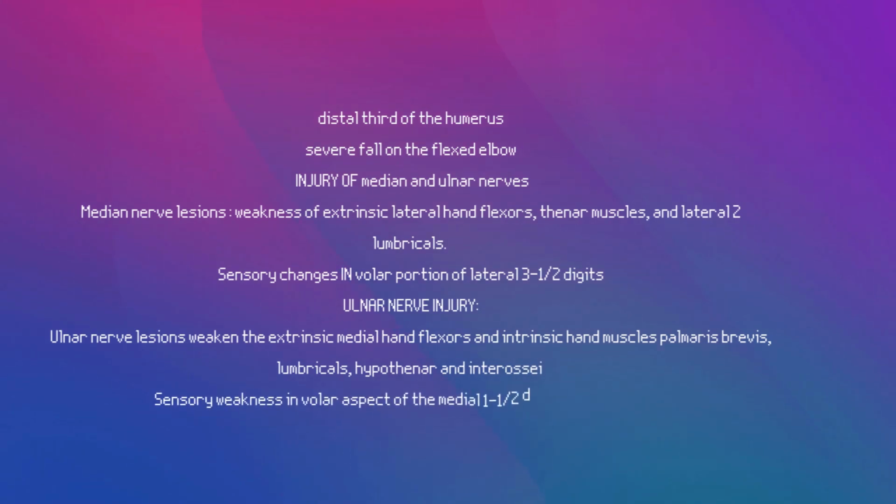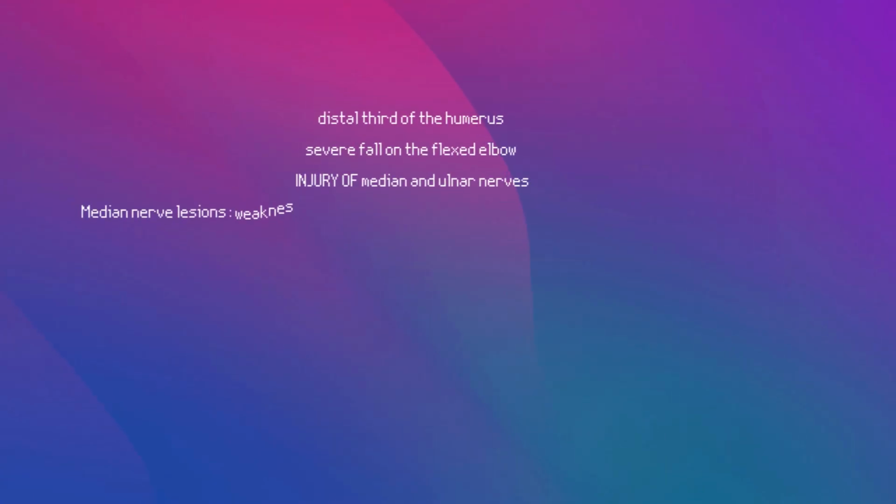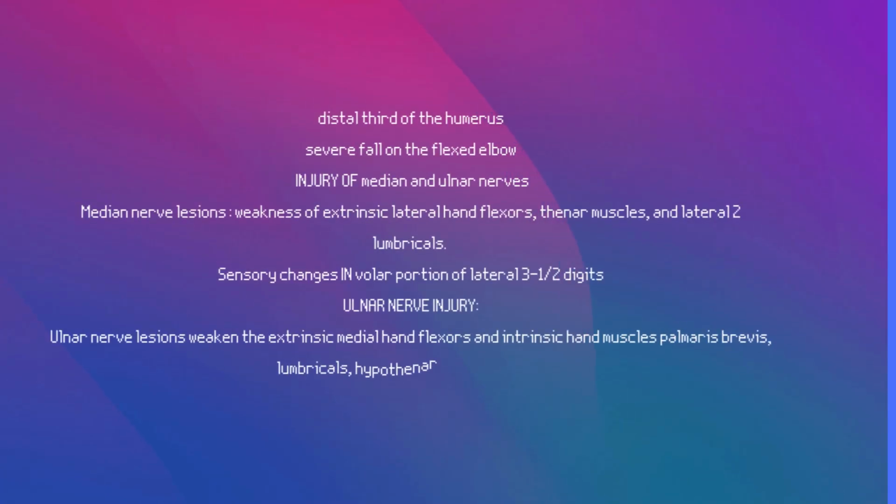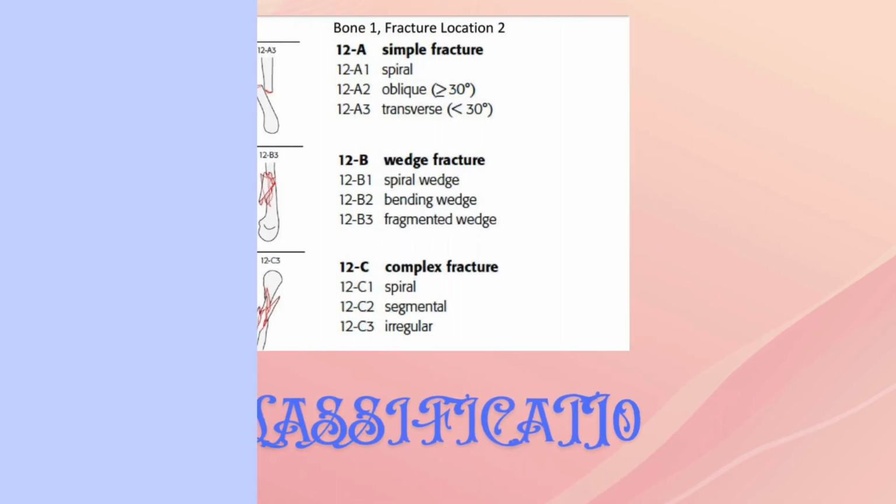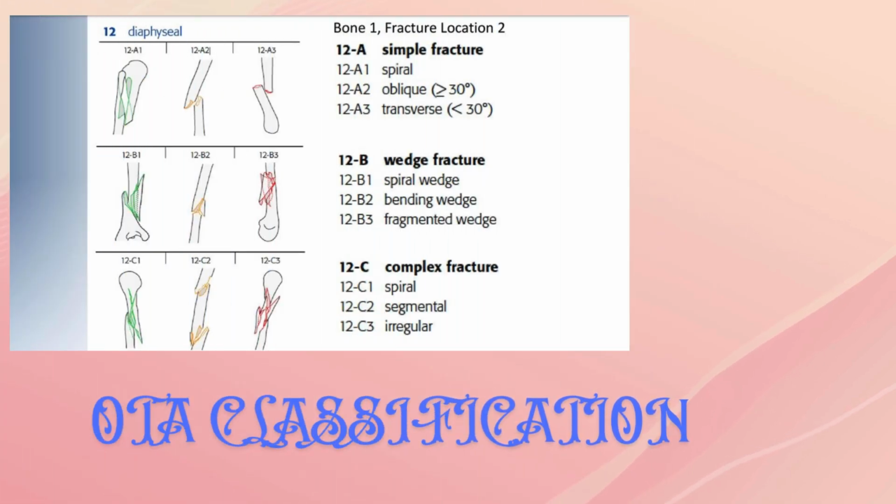1 to 3.5 digits. Ulnar nerve injury results in weakness of the extrinsic medial hand flexors and intrinsic hand muscles, palmaris brevis, lumbricals, hypothenar, and interossei, and sensory loss in the volar aspect of the medial 1.5 digits may also occur. Now come to the classification of the humeral shaft fractures.